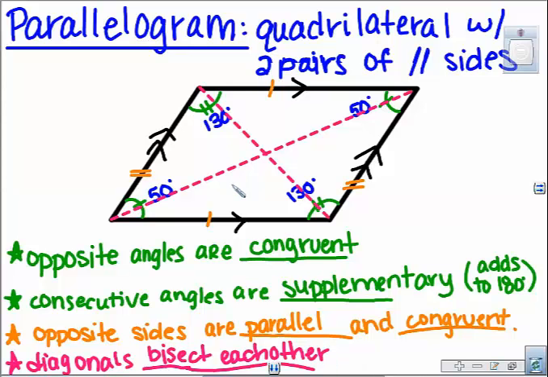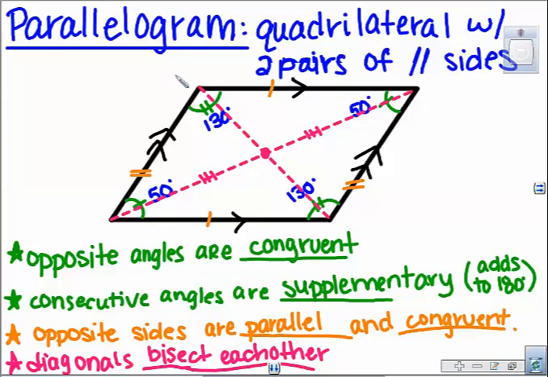Okay, so that means that this diagonal, from the 50-degree angle to the 50-degree angle, right here is the midpoint of it. So this is the midpoint of this segment. So you could say that this is congruent to this. Notice I put 3 tick marks because I've already used 1 and 2, and this isn't necessarily the same length as one of those sides.